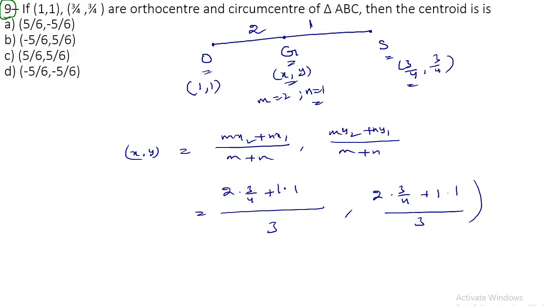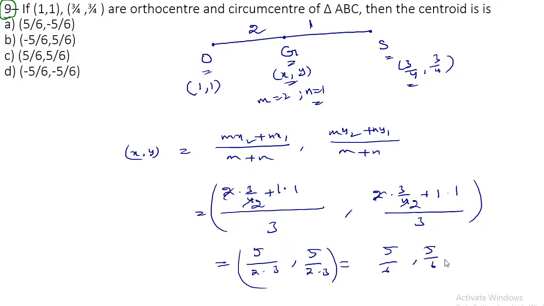So now this is equal to 2 into 3/4, that is 3/2, 3/2 plus 1, this is equal to 5/2 into 1/3, comma, this is also the same, 5/2 into 1/3. So now the coordinates will become (5/6, 5/6). Option C is the correct answer.